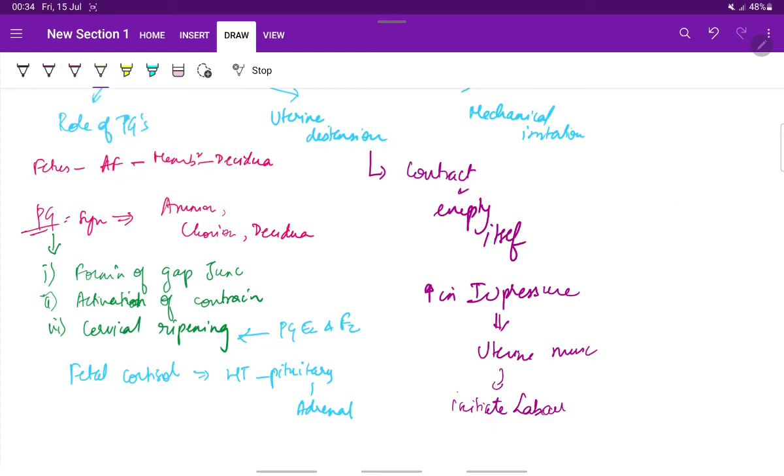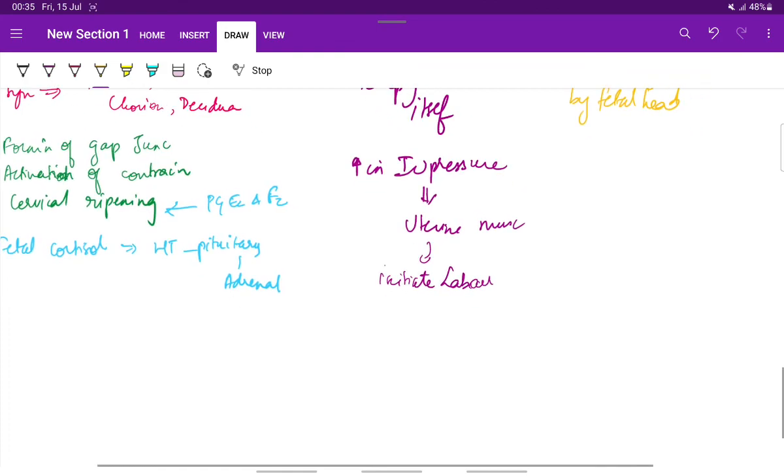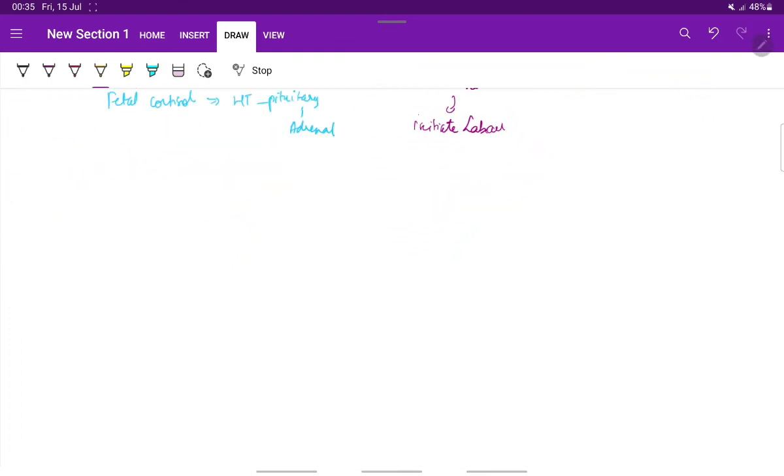Next is mechanical irritation. This is due to stretching of lower uterine segment by the fetal head, which is one of the important factors for the causation of labor. So these are all the important points about the causation of labor. Thank you.